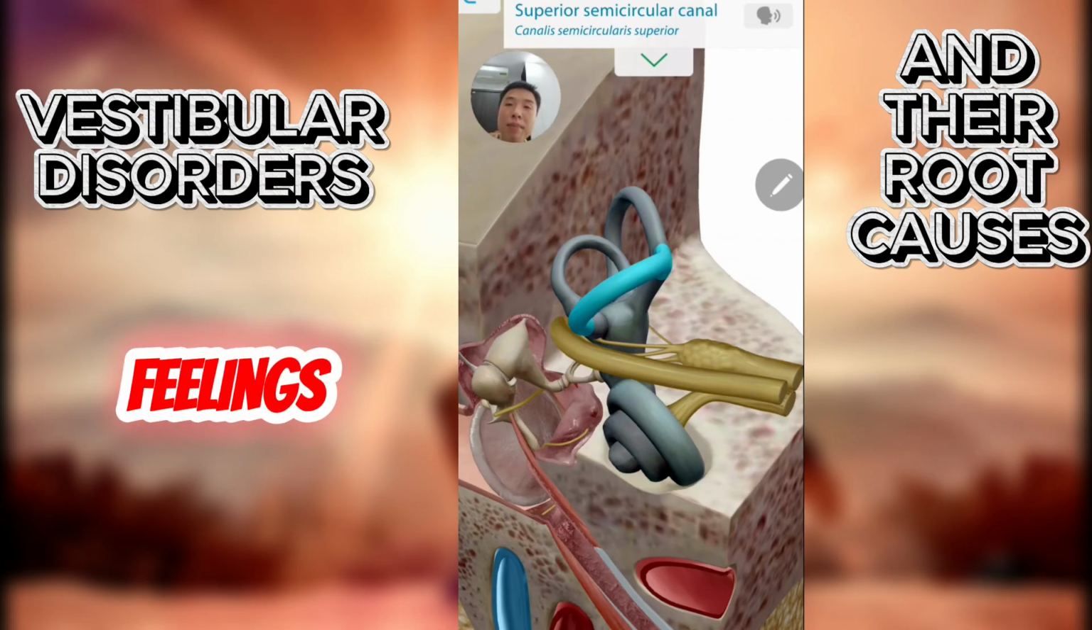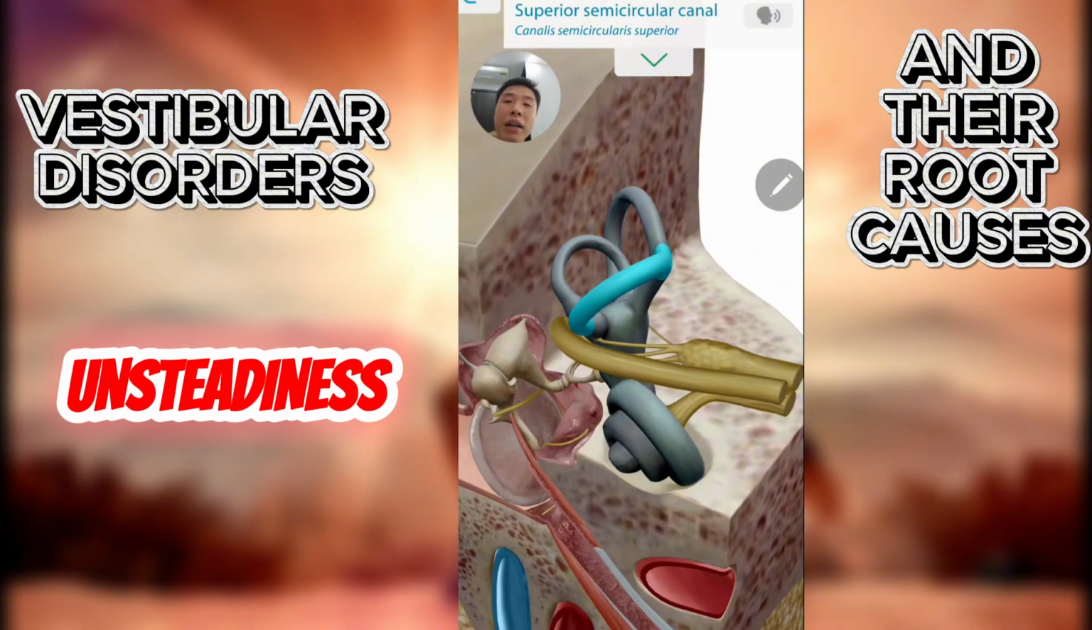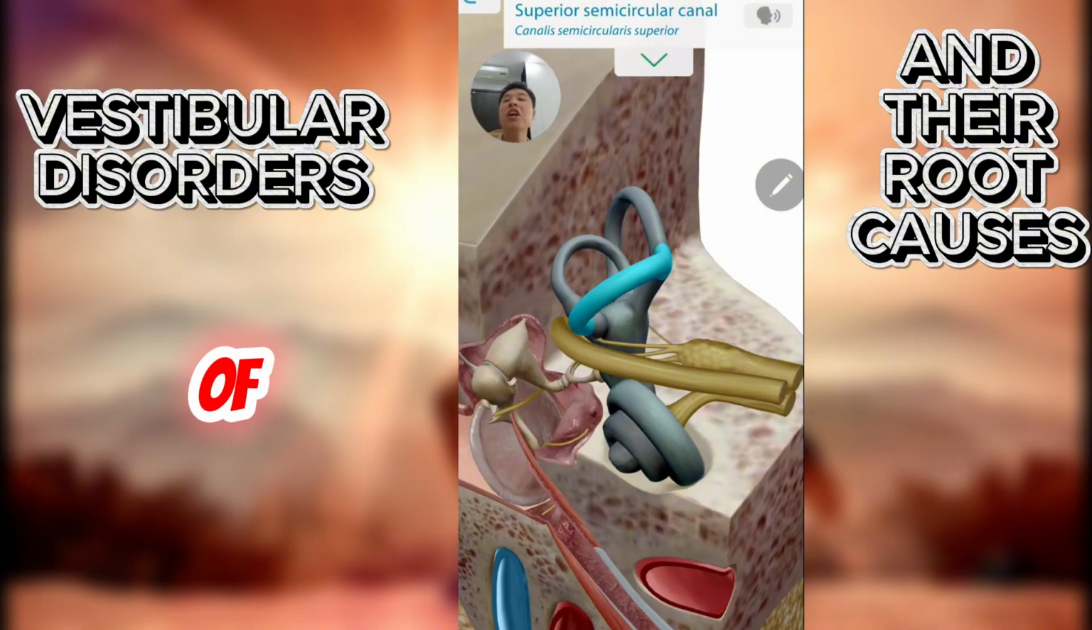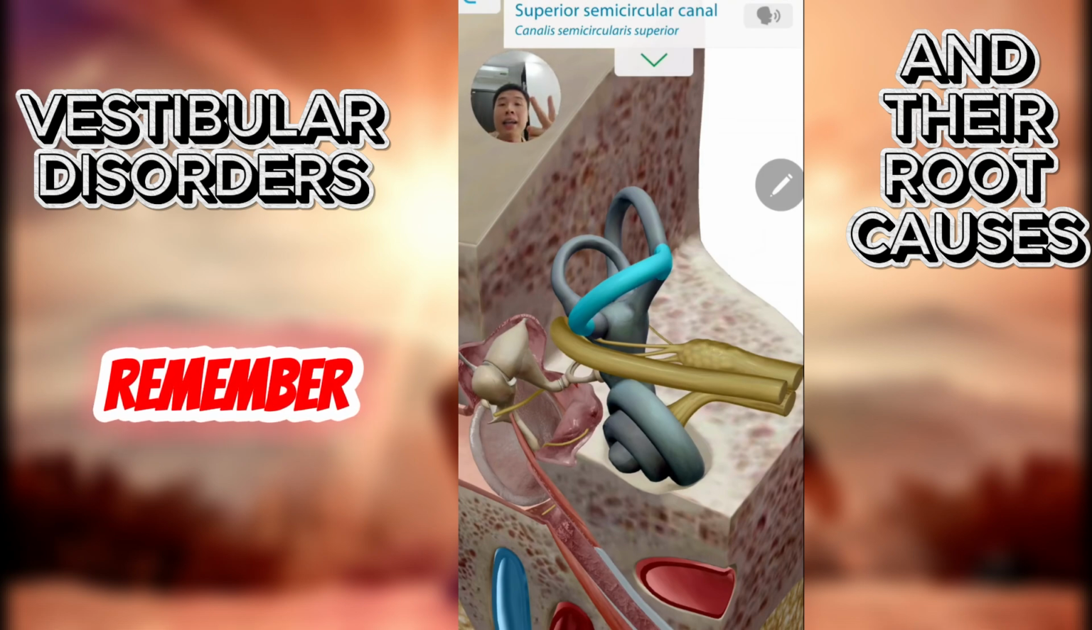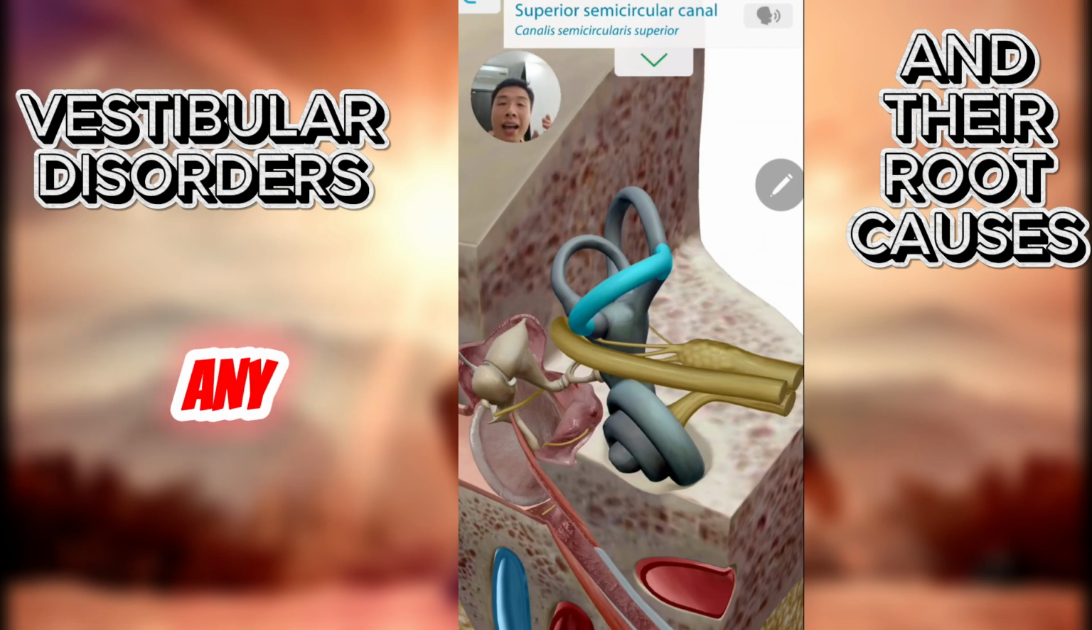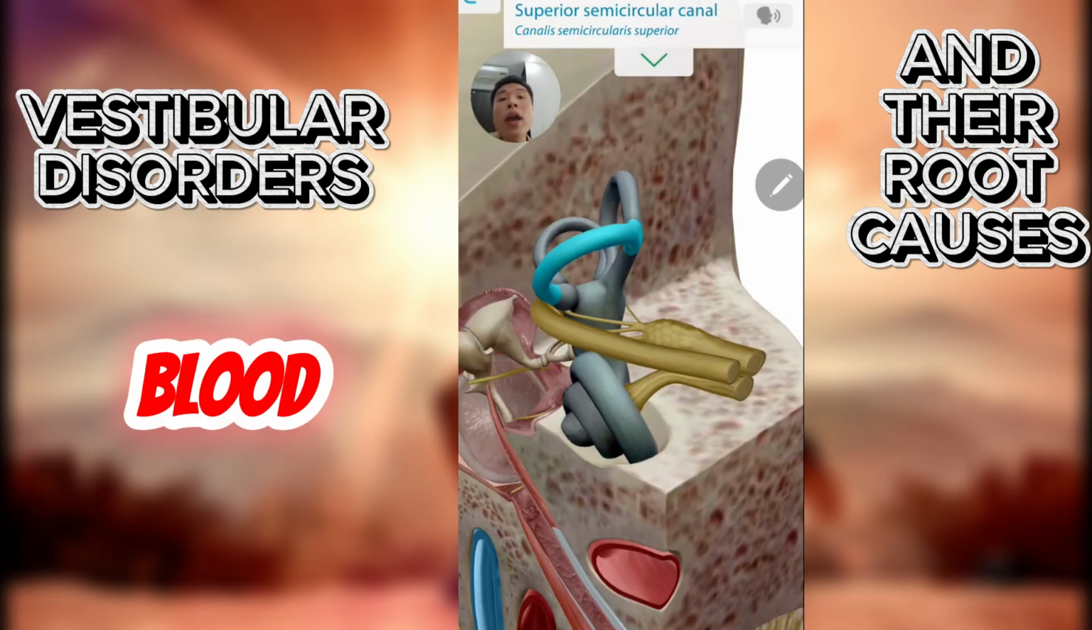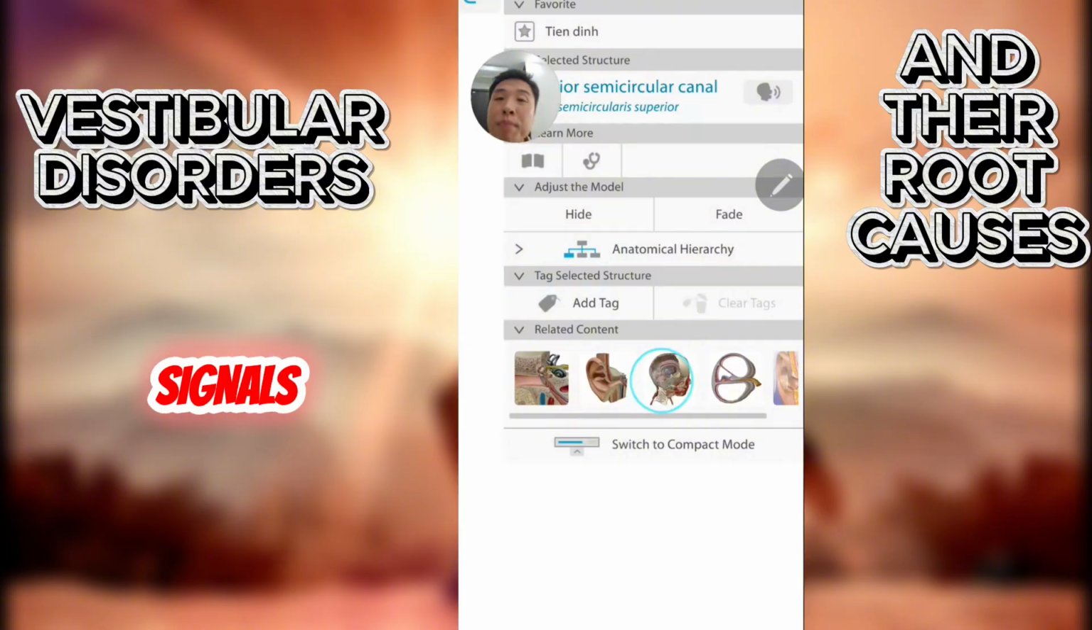It causes feelings of lightheadedness, unsteadiness, imbalance, loss of confidence, and fatigue. Many people say this is a lifelong chronic disease that can never be cured. But you must remember, the vestibular system, like any system in the body, needs two things to function: blood supply and nerves to transmit signals.